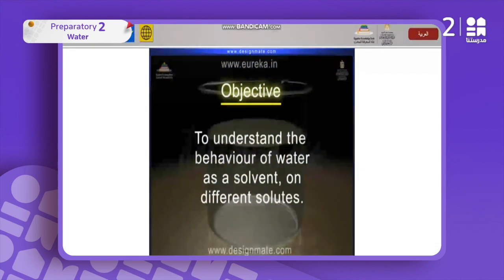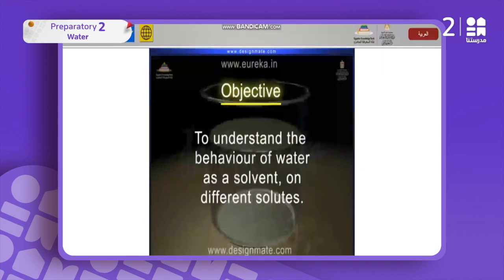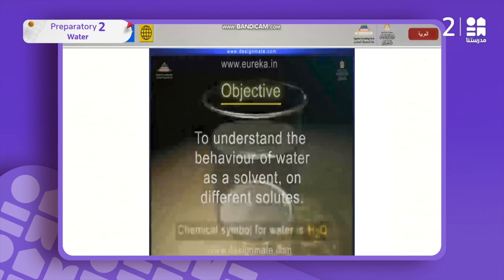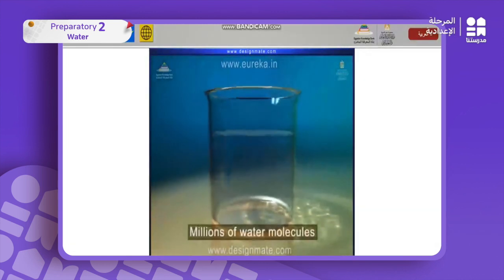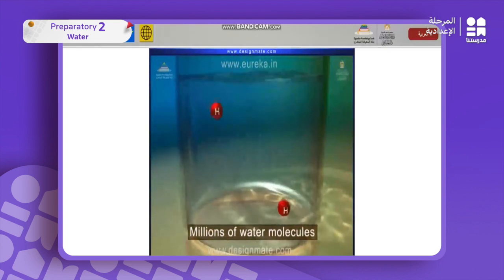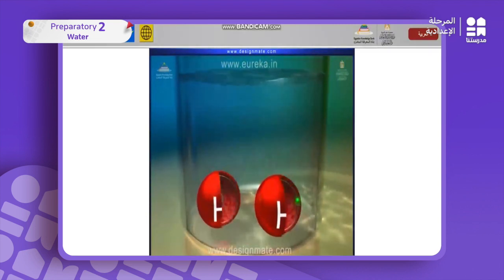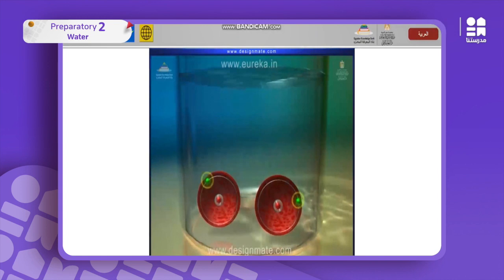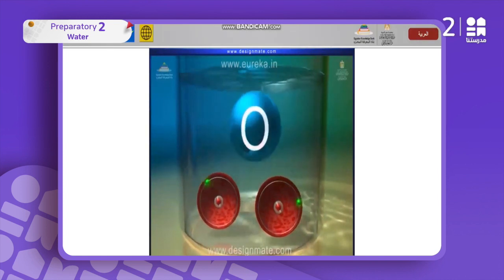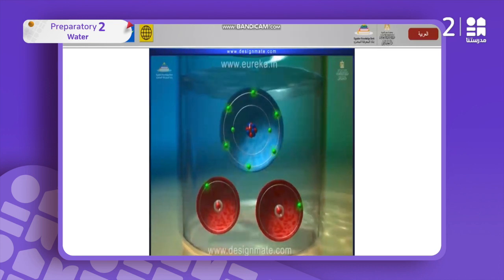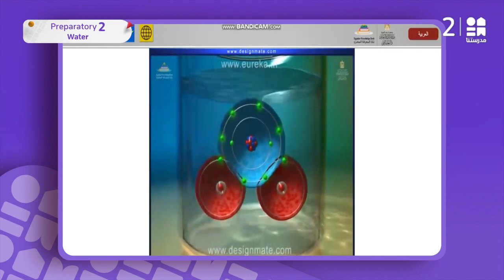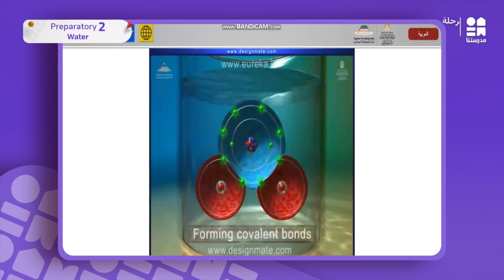Objective: to understand behavior of water as a solvent on different solutes. The chemical symbol for water is H2O. It contains millions of water molecules. During formation of a water molecule, two hydrogen atoms having 1 electron each approach oxygen atom having 6 electrons in its outermost orbit. Each hydrogen atom shares its only electron with oxygen atom, forming covalent bonds resulting in a water molecule.